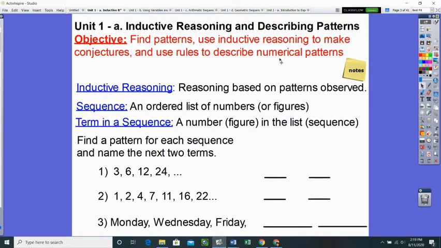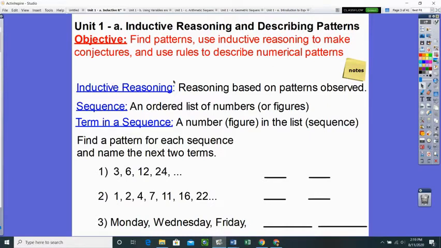And our objective, our goal for today, is that we're going to look to find patterns. We're going to use inductive reasoning to make conjectures, and we're going to use rules to describe numerical patterns. Now, if you're confused by some of the words in there, we're going to see those vocabulary words as we go through, and you can add the words to the vocabulary part of your notes page. You don't have to put the full definition in, but at least list the words. This whole filled-in notes page, this whole presentation, will be available to you on Classroom as well.